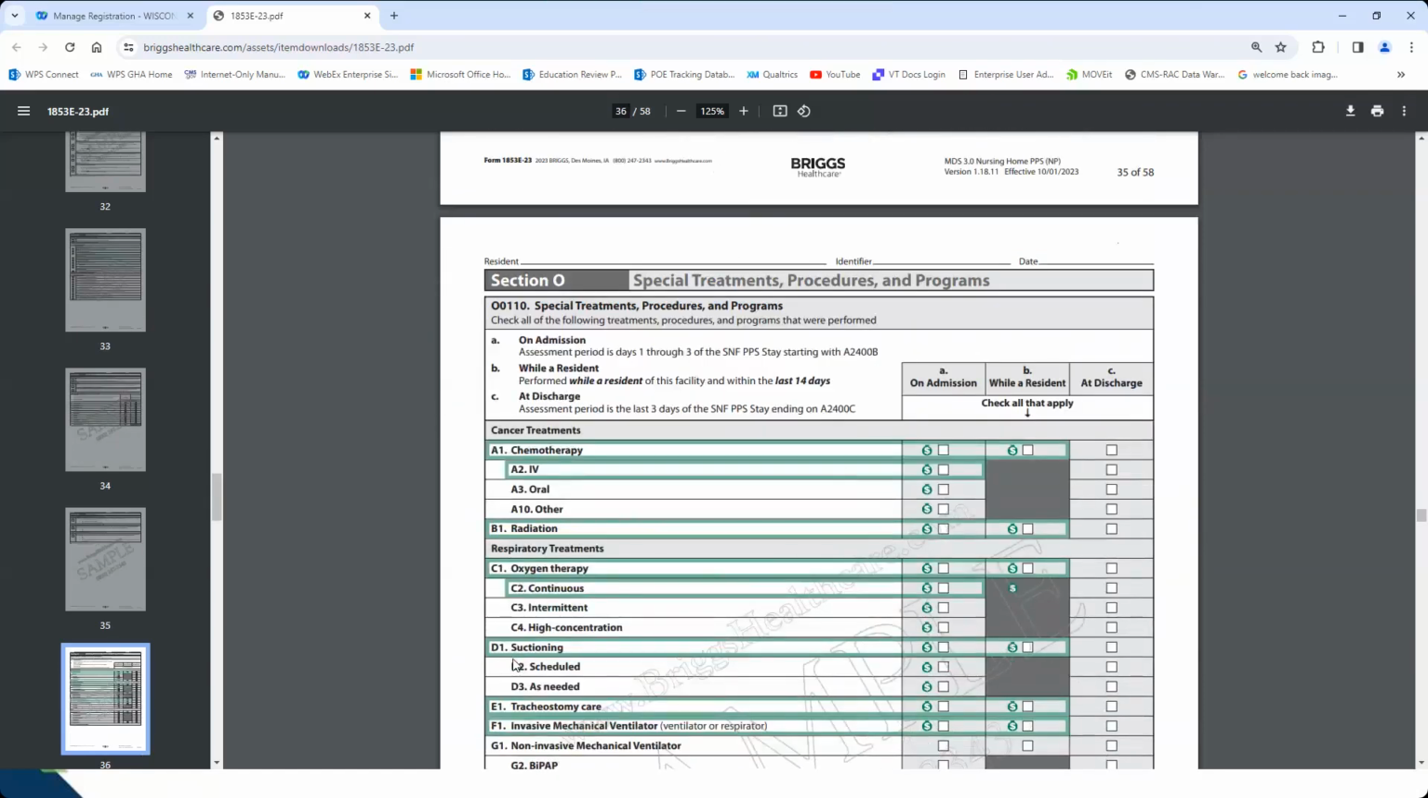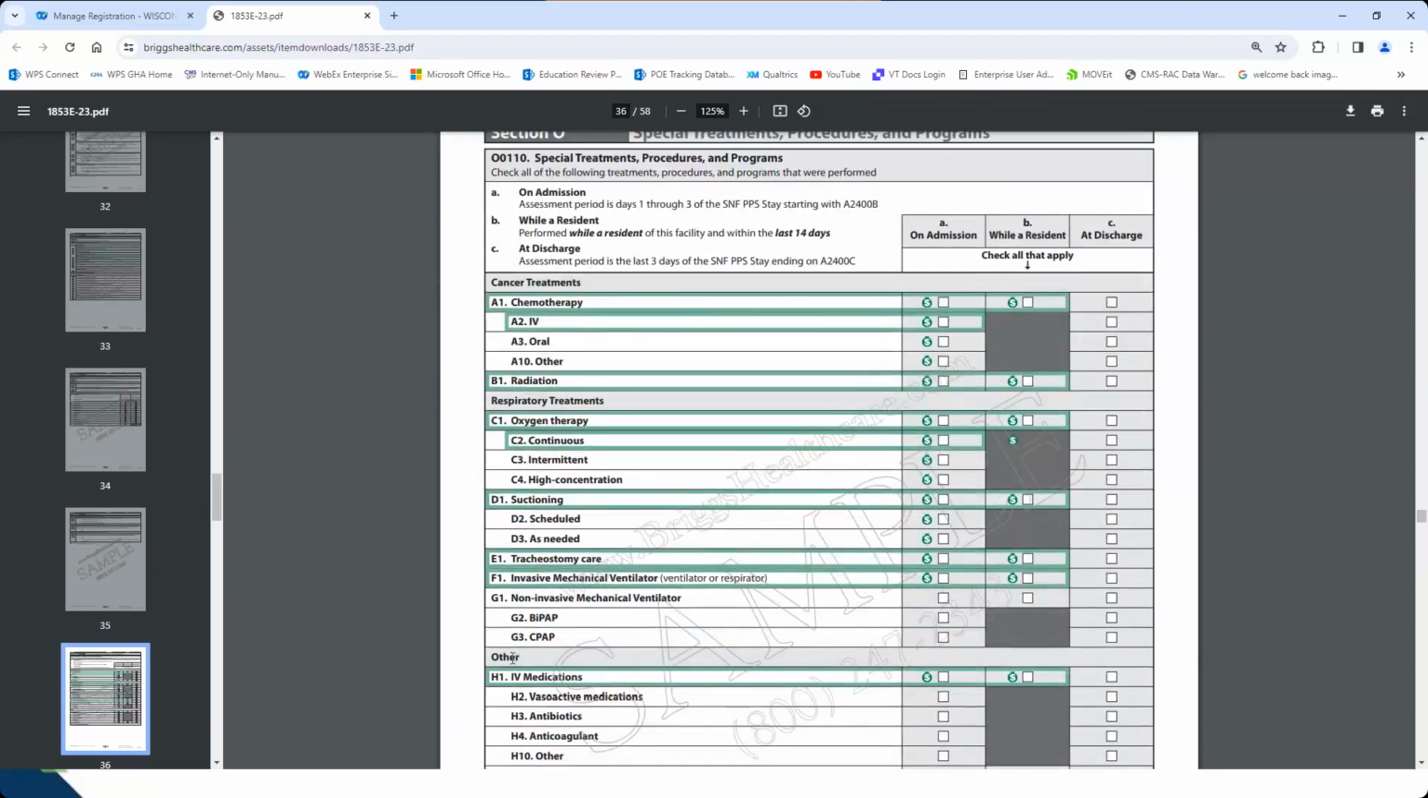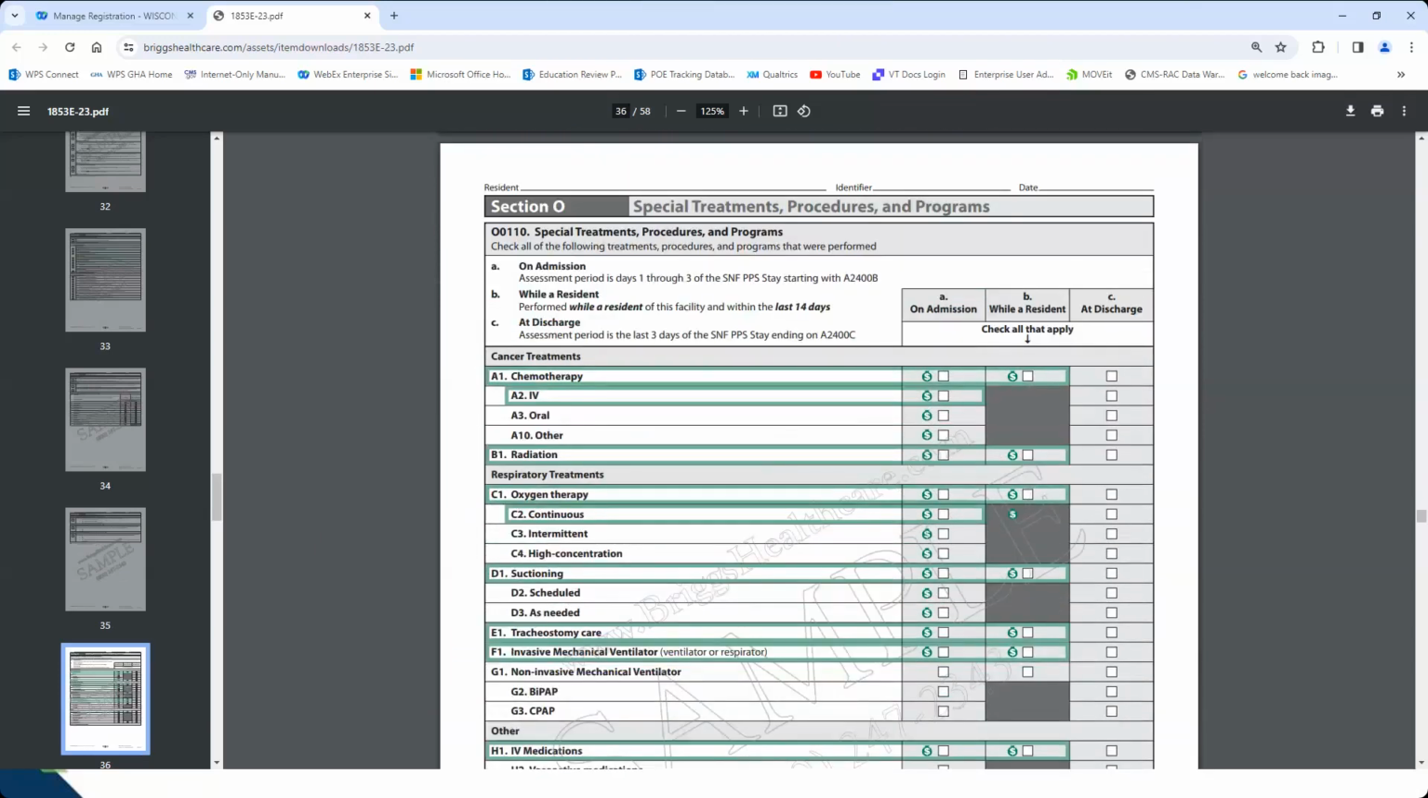All right, and then the last big section, and again, this is the last section that we're going to host a whole separate webinar on, and we'll talk about more of this information in that webinar, is Section O. And Section O comes down to your special treatments and procedures and those programs. As you know, and as you can see here in the sample form, there are a lot of things that drive payment that are included in Section O.